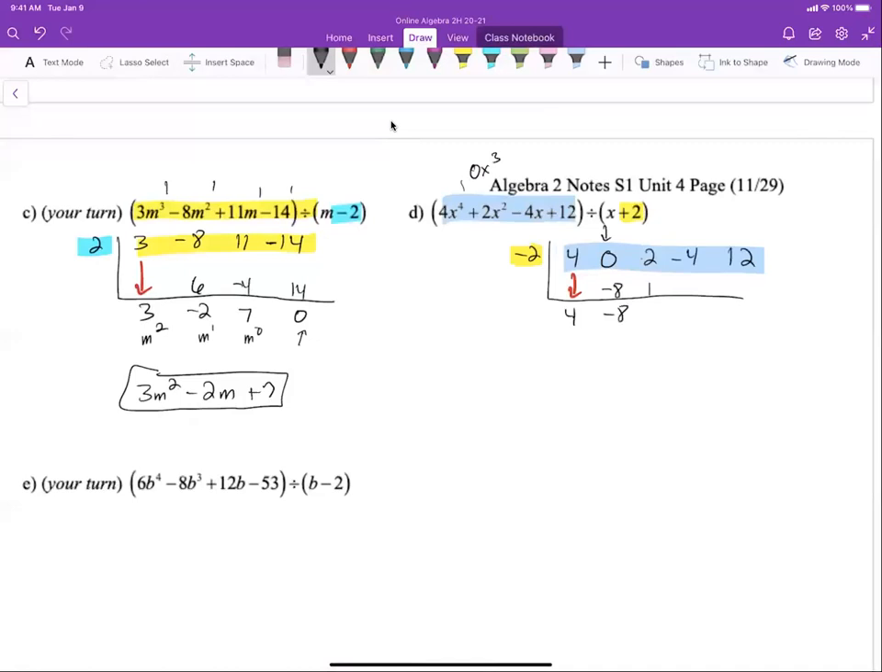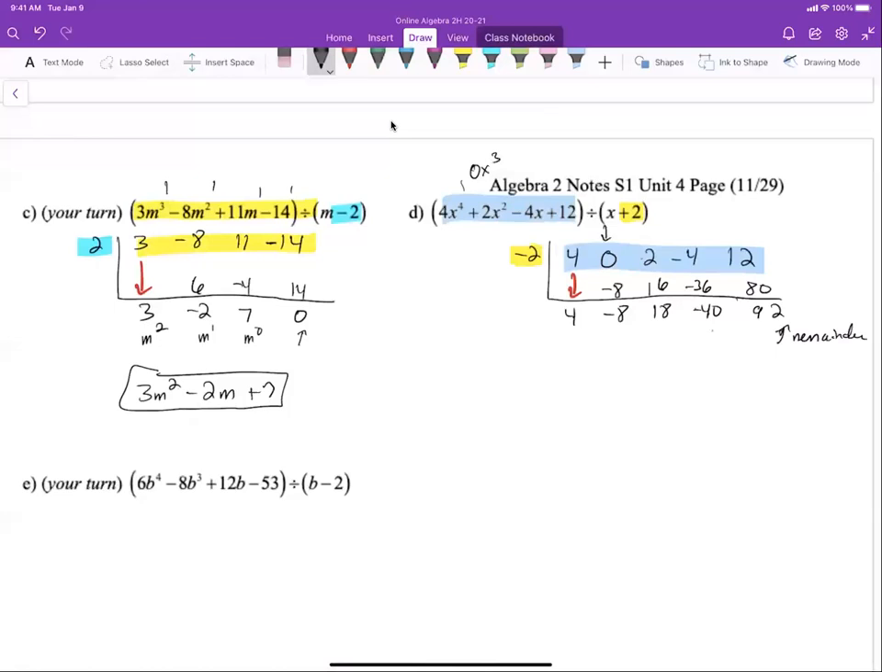-2 times -8 is a +16. I add them: 2 plus 16 is 18. -2 times 18 is a -36. Added together gives me -40. -2 times -40 gives me a +80. 80 plus 12 gives me 92. This is my remainder.